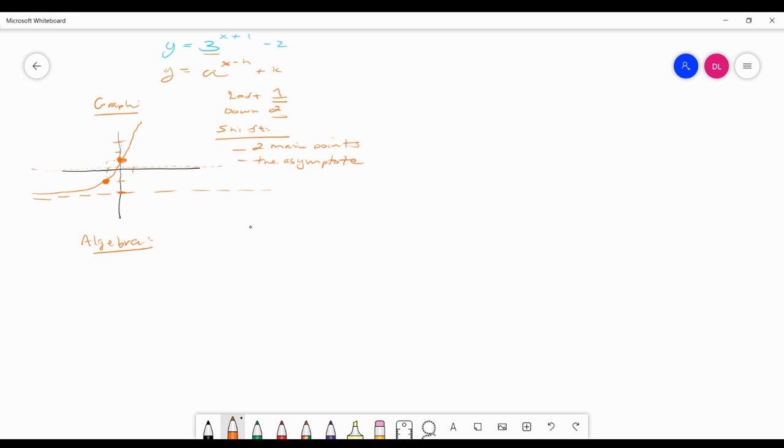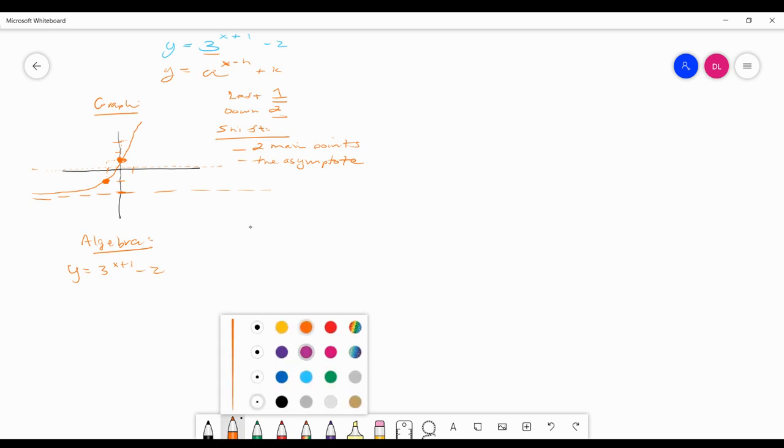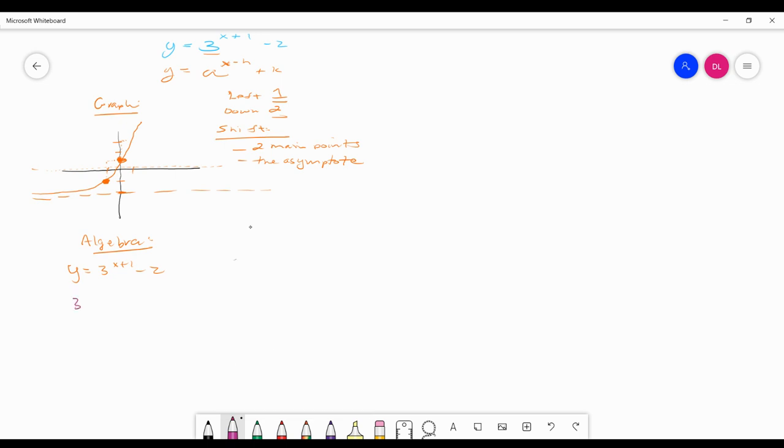So we have this equation, y equals 3 to the x plus 1 minus 2. And as with all equations, we have to set it equal to 0. So 3 to the x plus 1 minus 2 equals 0. Got to move the 2 over, so I'm going to add my 2. So I get 3 to the x plus 1 equals 2. All right, so now, what is my inverse of 3 to the x power? Well, it's the logarithm of base 3.